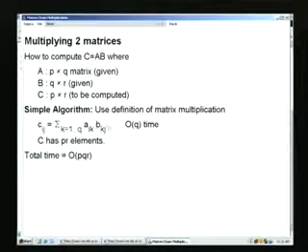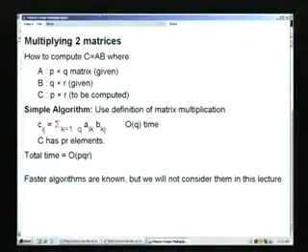Computing a single term such as Cij will require O of q time. C has PR elements overall. C is a P by R matrix, so it has PR elements. So, the total time will be O of PQR. Now, it turns out that there are faster algorithms possible, but we are going to stick to this algorithm for simplicity.